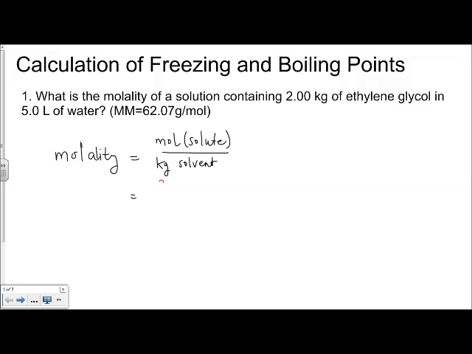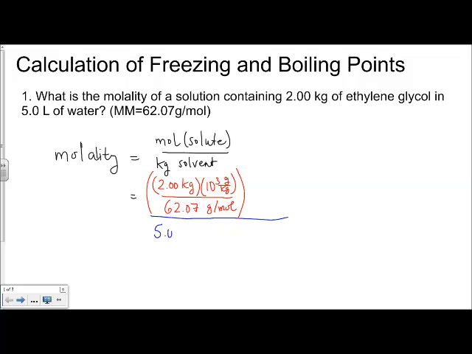So first of all, the amount of solute we have, the mass of solute, is 2 kilograms. We want to convert that to grams because the molar mass is in grams per mole. So we put our conversion of grams to kilograms, and then we divide by the molar mass, being in grams per mole. That's the molar mass that you've been given for ethylene glycol. All of that needs to be divided by the mass of solvent in kilograms.